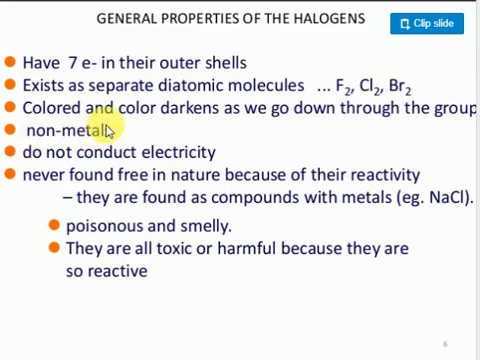They are non-metals. You know very well that halogens are non-metals, and non-metals do not conduct electricity. Next, they are never found in free nature. Since they are highly reactive toward metals and non-metals, they are never available in the free state. They are always available in the combined state only. Generally, chlorine is found in NaCl.